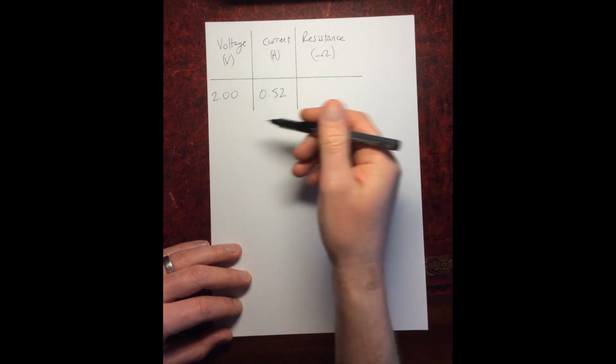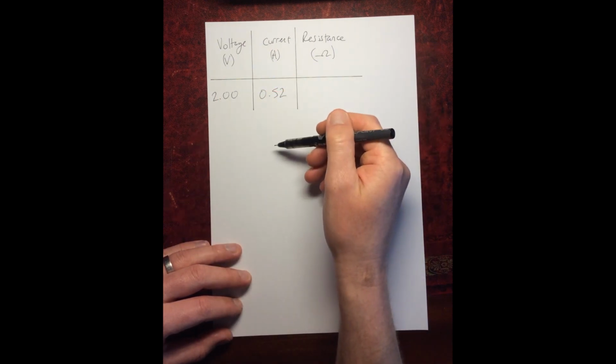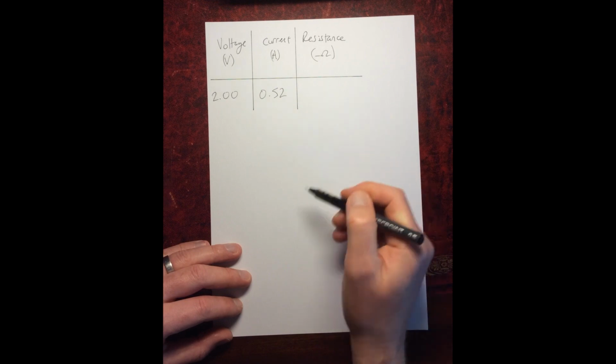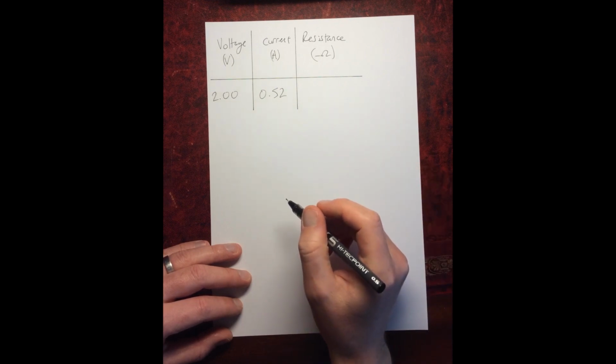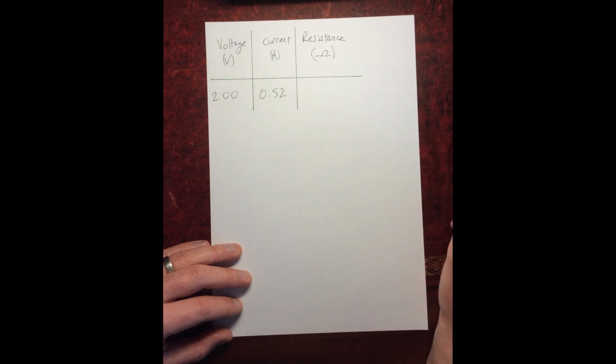Now obviously if we were doing this experiment we'd record more values of voltage and the corresponding values of current and calculate various resistances, plot a graph or whatever. But I just want to focus in here on when we calculate this value of resistance, how many significant figures do we quote it to?